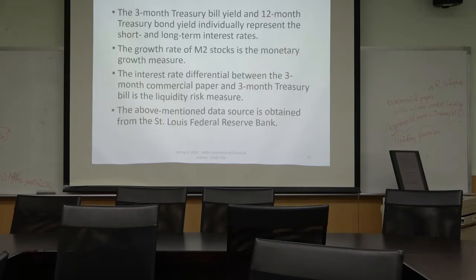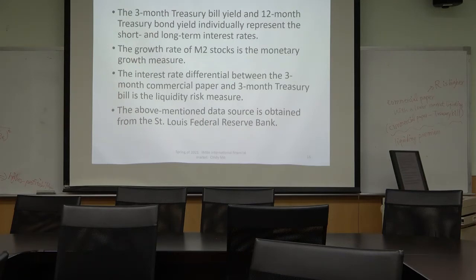So the data we would like to use today, the first one, is the term spread. The term spread is the difference between the short-term security rate and the long-term security rate. We use the 3-month Treasury bill rate to represent the short-term security rate, and the 12-month Treasury bill rate to represent the long-term security rate. The difference between them represents the term spread, which is the first factor.